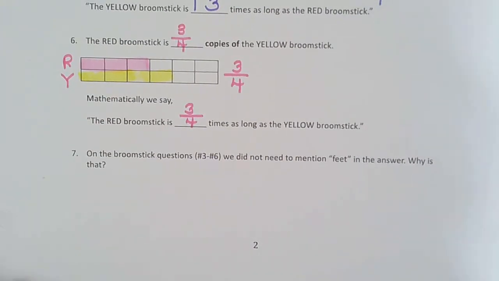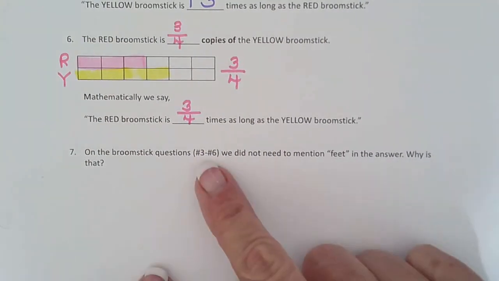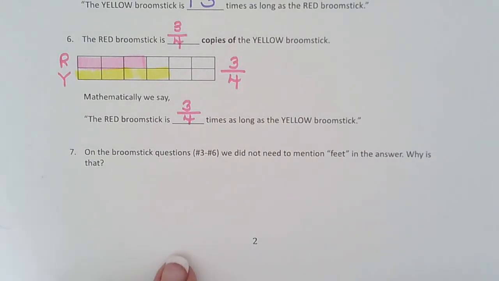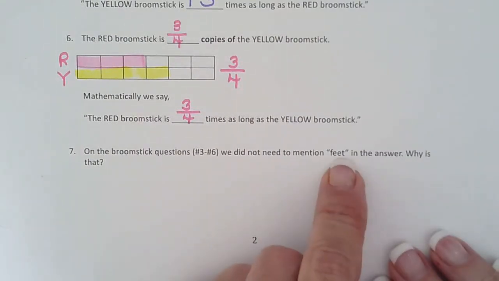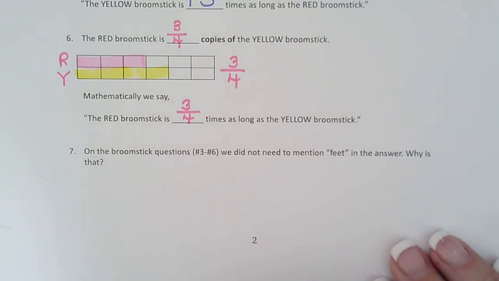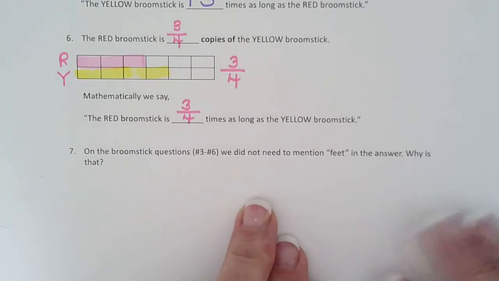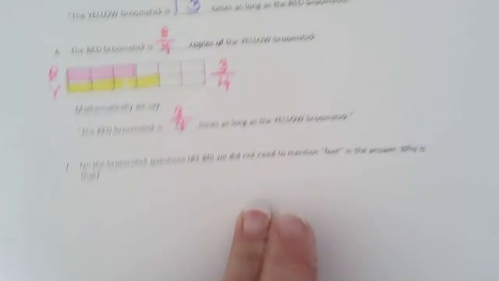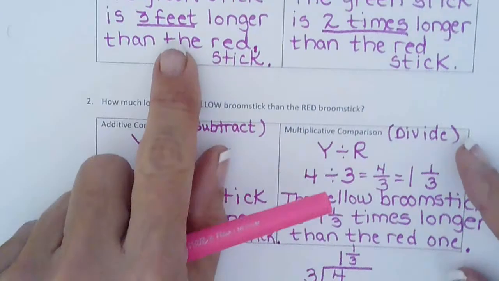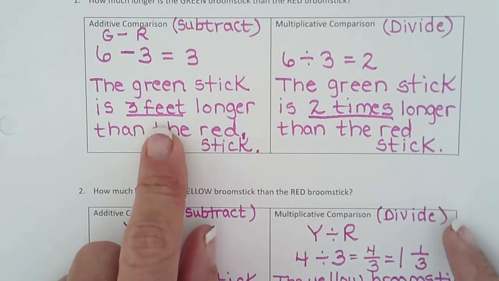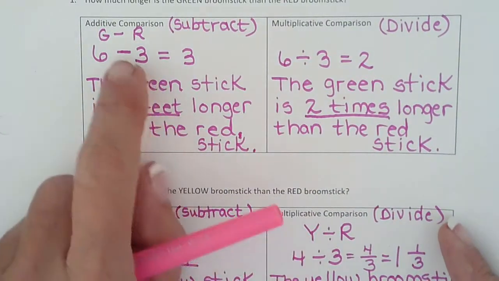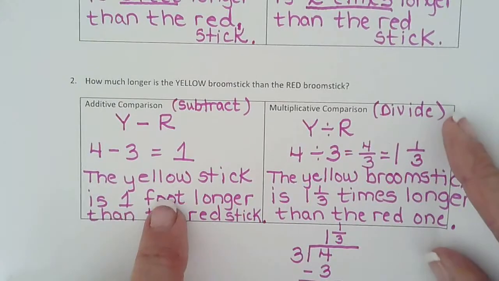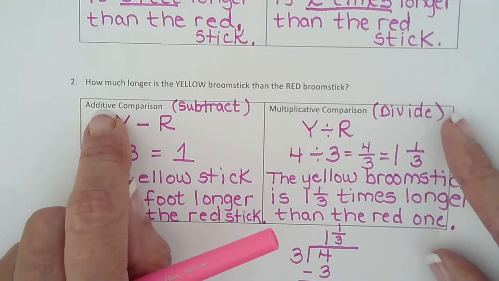So 7 wants to know, in 3 through 6, all the problems we did, why didn't we use feet? So think back to what we learned on page 1. When do we use feet? Let's take a peek back at page 1. We use feet when we're using what kind of reasoning? Additive reasoning. We use feet when we used additive.